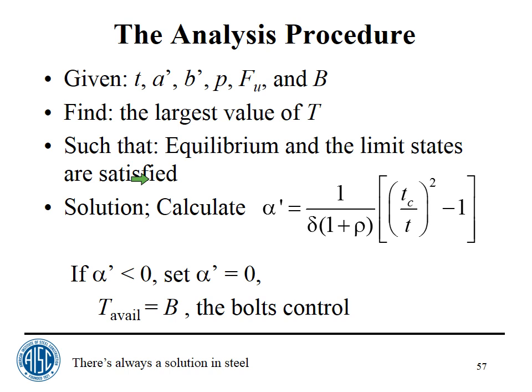And how do you do that? You calculate this alpha prime that we've been over. You see exactly where that comes from now. If alpha prime is less than 0, you set it equal to 0, and the T available is B. All these parameters here, T, etc., and B, these are per bolt. So the available strength is the strength of a bolt times the number of bolts.